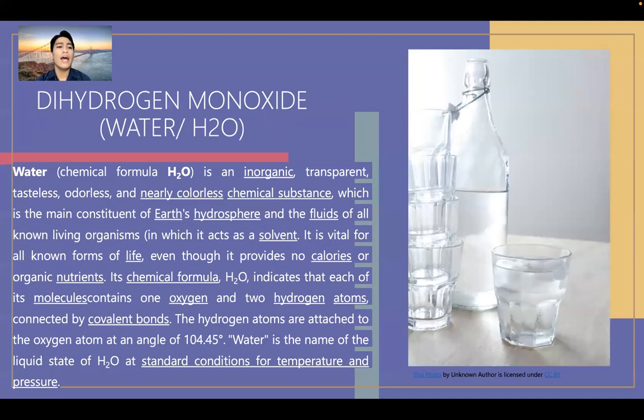Now, dihydrogen monoxide, commonly known as water, with a formula of H2O. This is one of the most abundant compounds of hydrogen on our planet. Now, water is inorganic. It is transparent, tasteless, odorless, and nearly colorless chemical substance, which is the main constituent of the Earth's hydrosphere. All living organisms, even mankind, animals, plants, and even bacteria, need this compound to survive. All living organisms use this as a fluid in their body.